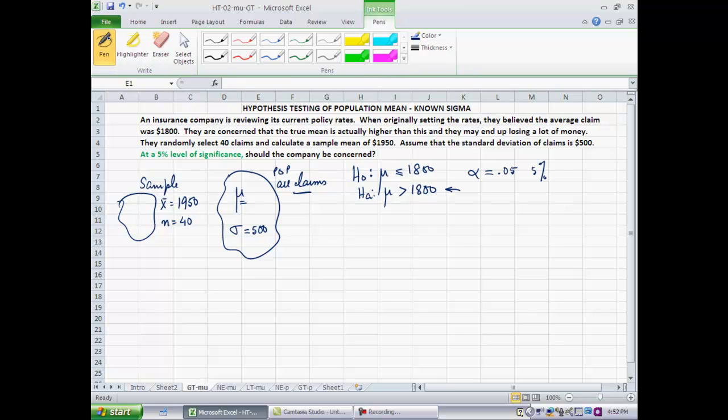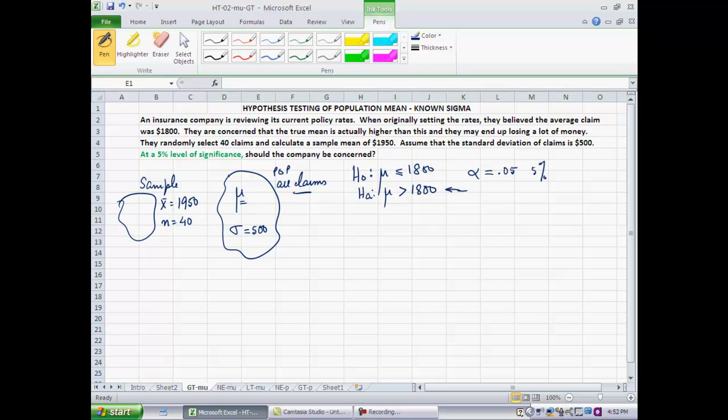Now it will take some practice, as I mentioned, to set up the null and the alternate, and this is perhaps the most difficult step in hypothesis testing. The rest is fairly mechanical, a bit tedious perhaps, but quite mechanical. So the null hypothesis is mu less than or equal to 1800, and the alternate is mu greater than 1800. So where do we go next from here?